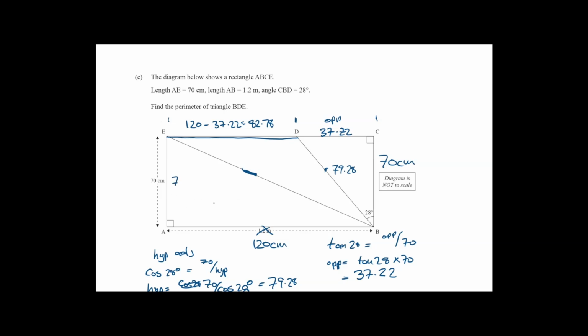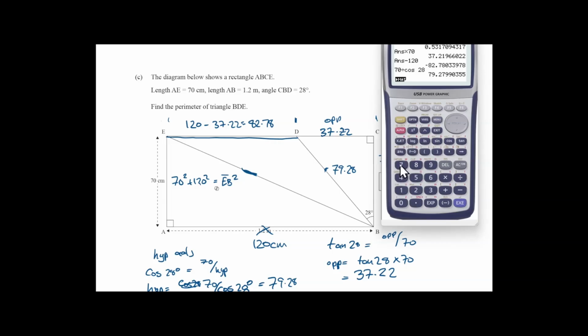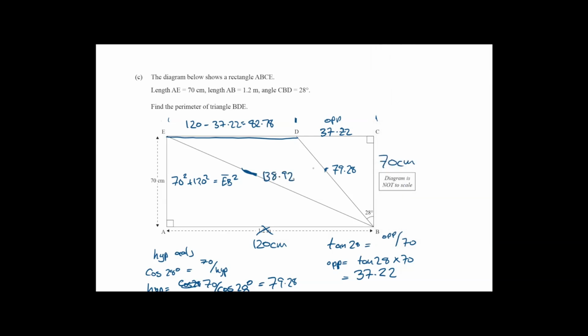Now we need this side here, and now we can use Pythagoras' theorem. So 70 squared plus 120 squared is going to equal this side, let's call it EB squared. So we grab the calculator. 70 squared plus 120 squared is 19,300. We want to take the square root of that number, and we have 138.92.